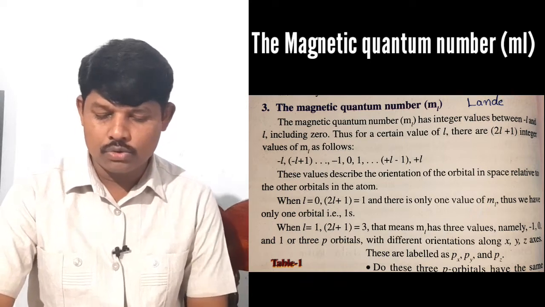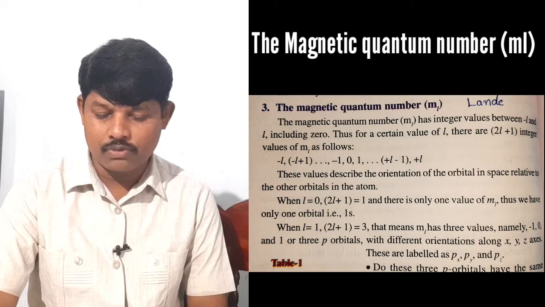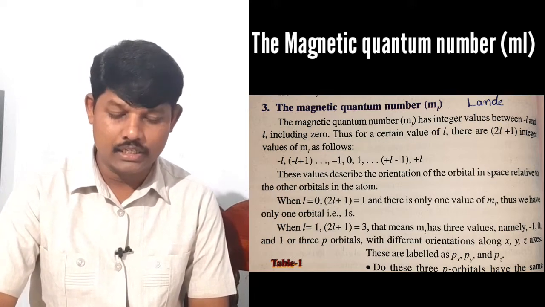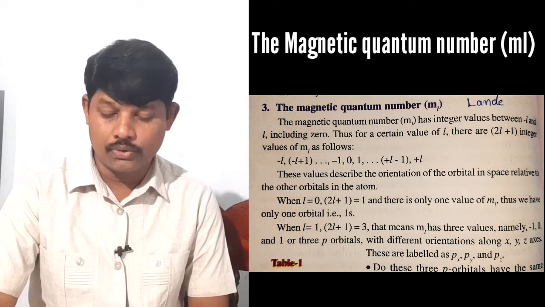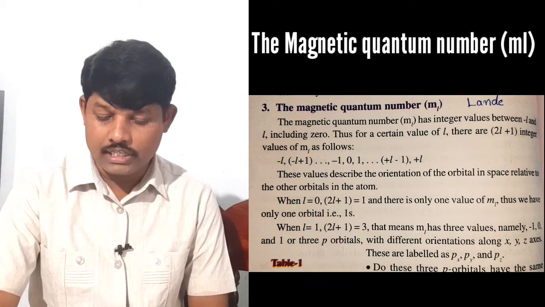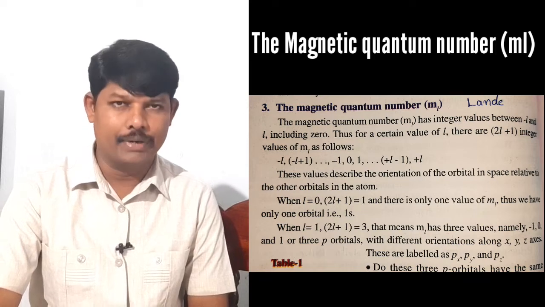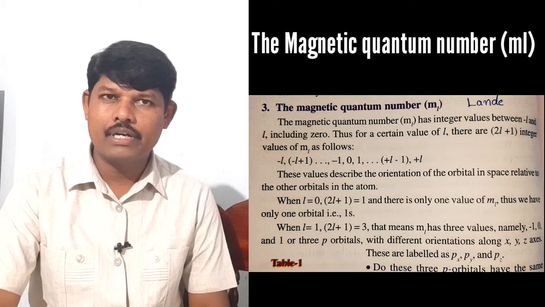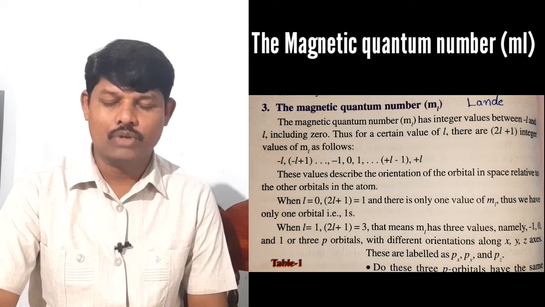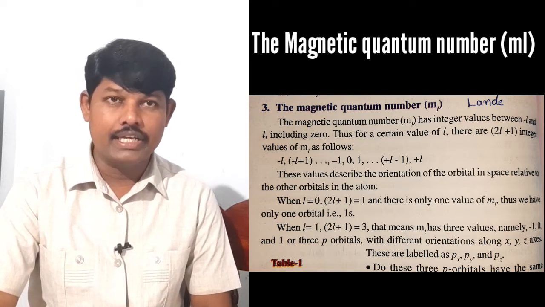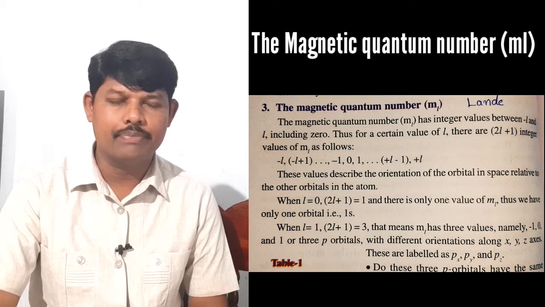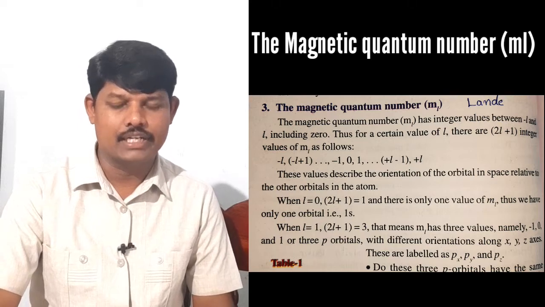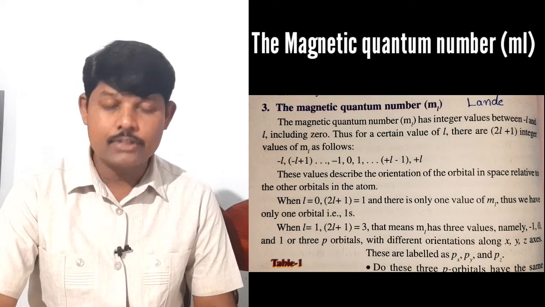L is equal to 1, that means 2L plus 1 is equal to 3. That means ML has 3 values, namely minus 1, 0 and plus 1. So these are 3 p orbitals. L is equal to 1 means p orbital, no? That means p orbitals are 3. What are those 3? Px, Py and Pz.